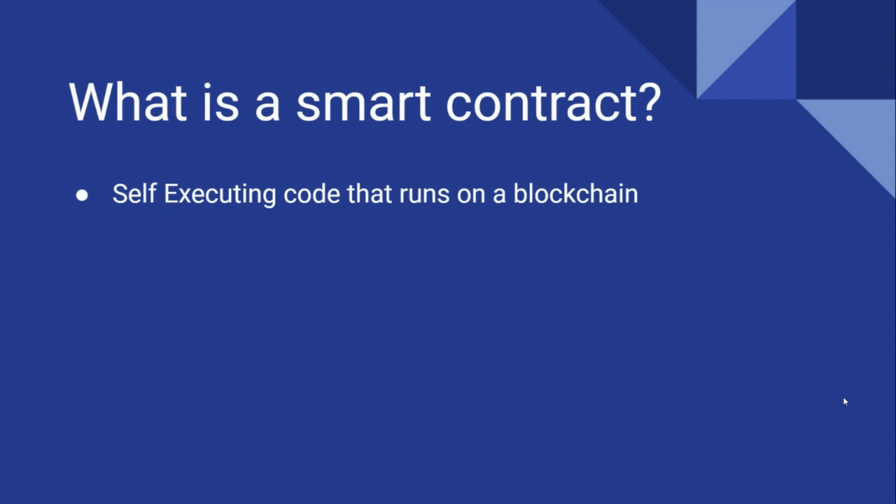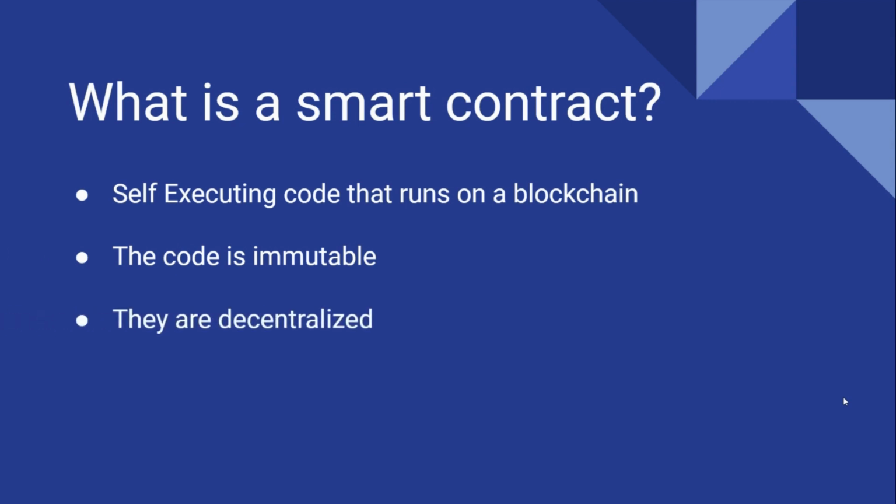The code is also immutable, meaning once the code is added to the blockchain, the code itself cannot change. It's there for the life of the blockchain. It's also decentralized, so there's no single point of failure. The code is not living in one single place. It's spread out across the entire blockchain, so that makes it decentralized.